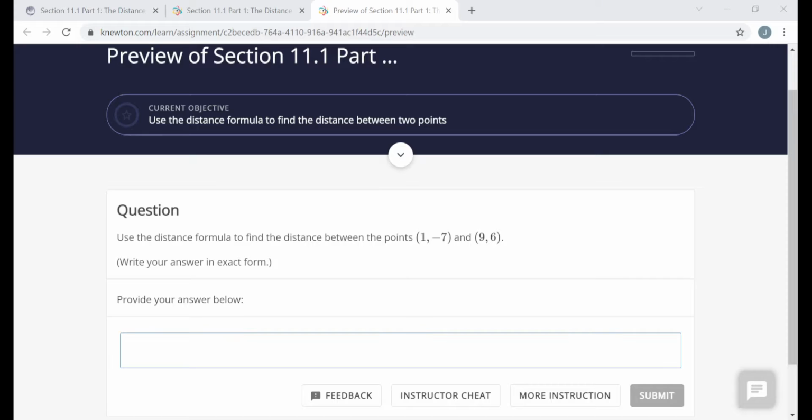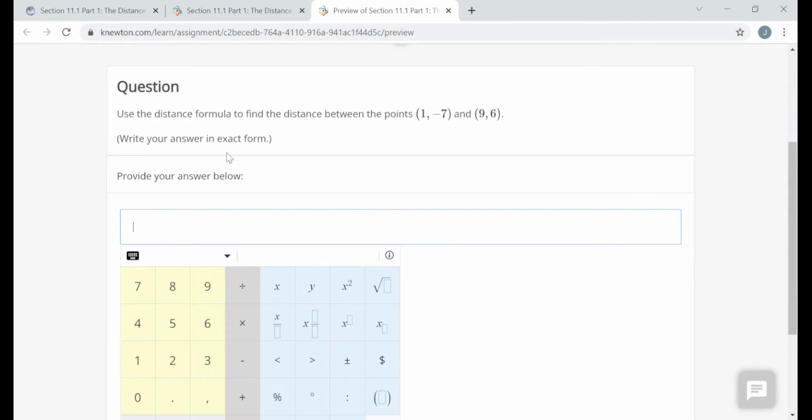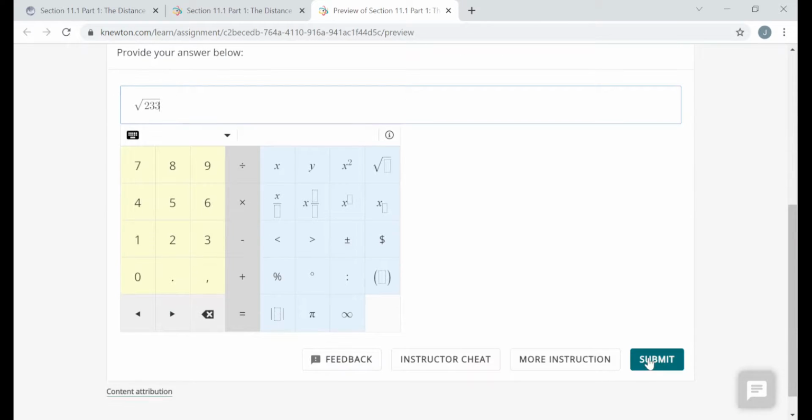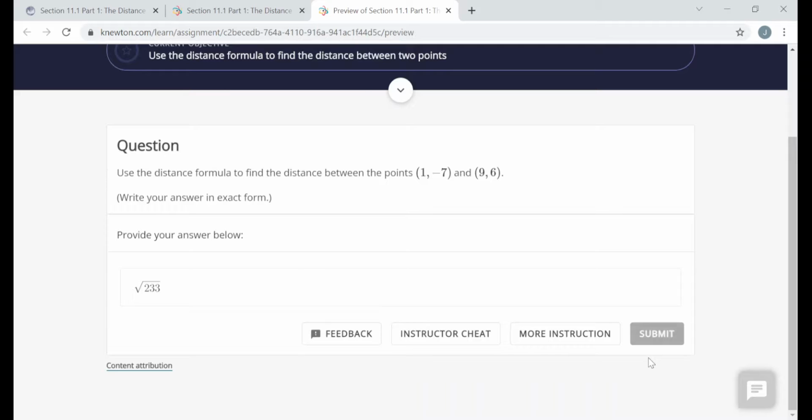And that's what I shall enter, right? Because again, we're asked to enter it in exact form. Do not punch this in a calculator. Don't round it. Just leave it as is, as simplified as it can get.